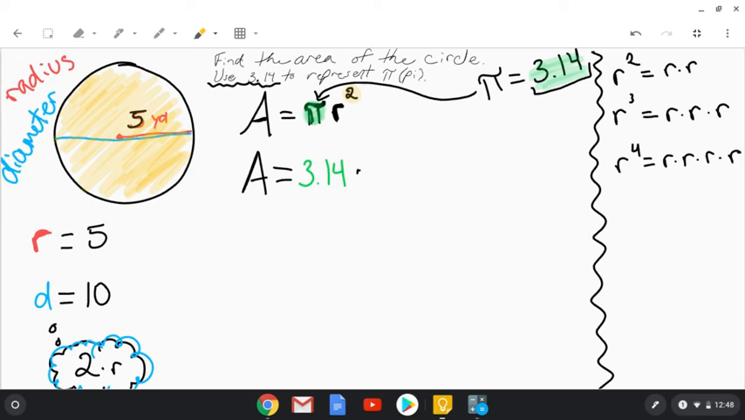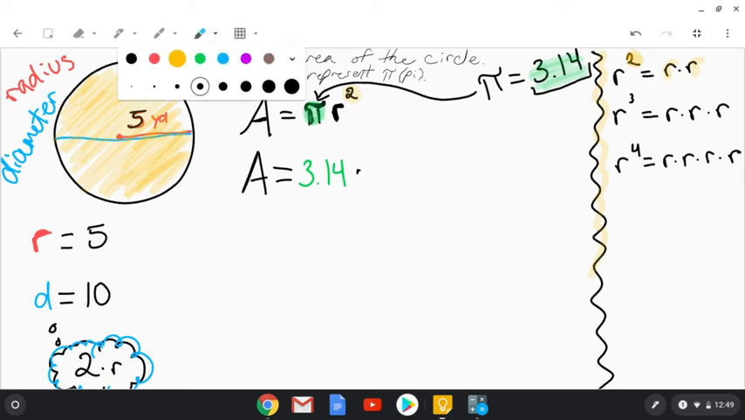Let's take a look over here really quick on the side, just to remind ourselves what r squared means. If we see r squared, or r to the second power, that means take the number that I was given for r times that number. This little 2 does not mean multiply r by 2. It means multiply r by itself twice.